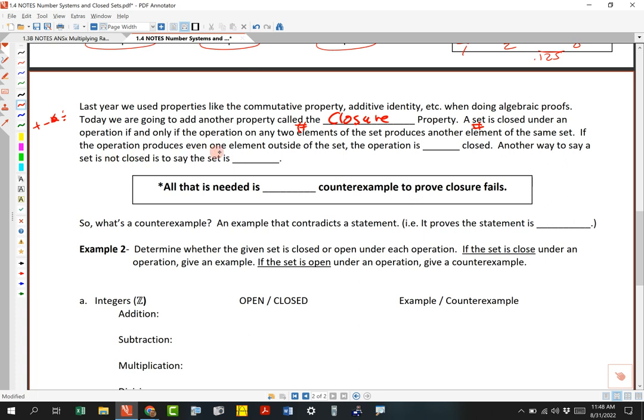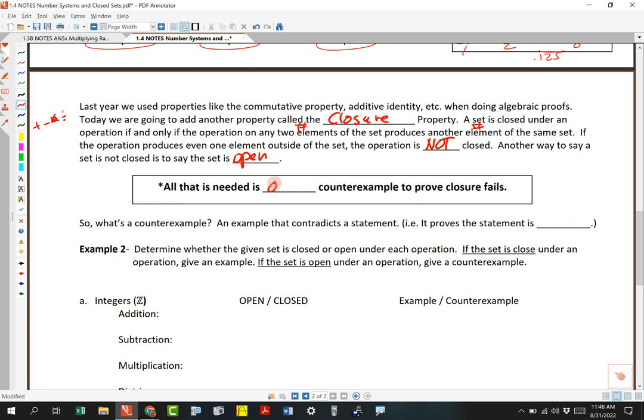If the operation produces even one element outside the set, it is not closed. And guess what another way to say not closed is? Open. So here's what we're going to do. We're going to check a bunch of numbers and we're going to say, hey, if I add these, if I subtract them, if I divide them, if I multiply them, whatever I happen to do, does it produce another number in that particular number set? So there's a little bit of logic going on here. And if there's even one time, if we run into one example that says, nope, it actually doesn't work that way, then it's not going to be closed, it's going to be open.